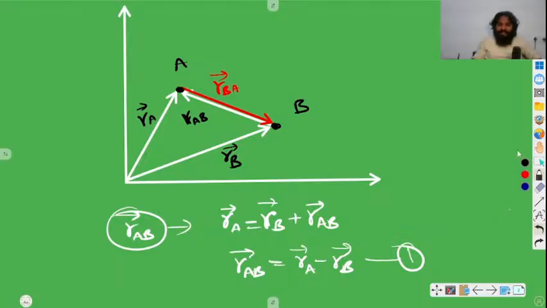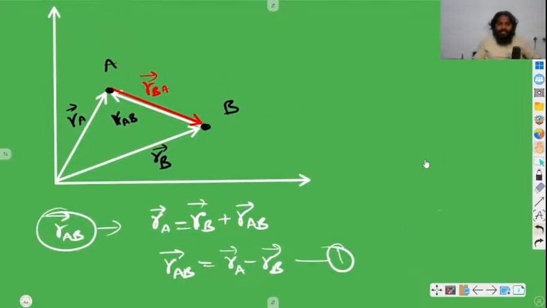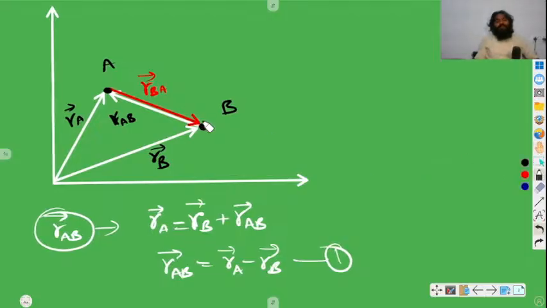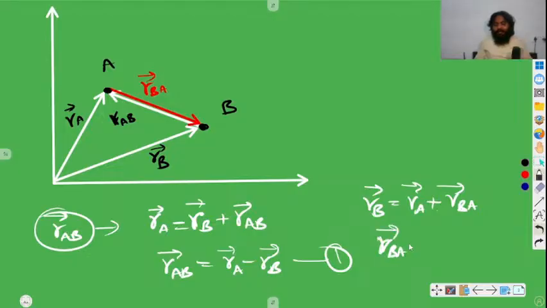Clear? In the same way you can calculate the position of B with respect to A also, right? For RBA, for the red one, RB is tail to tail, head to head. If you consider the red vector, then you can write RB bar is equal to RA bar plus RBA bar, right? From this, RBA bar you want, so RBA bar is equal to RB bar minus RA bar. So by using these equations you can find the position of one particle with respect to another particle in the coordinate system.